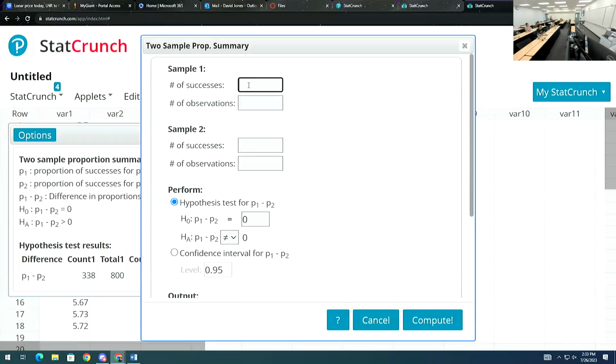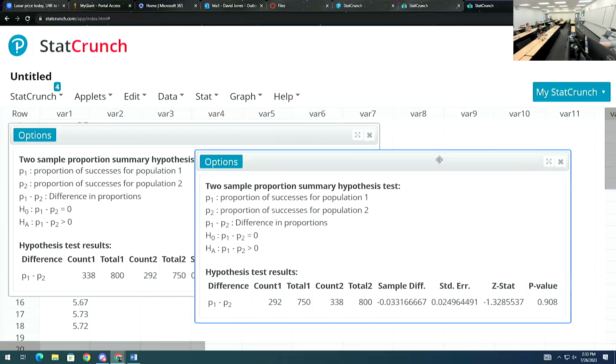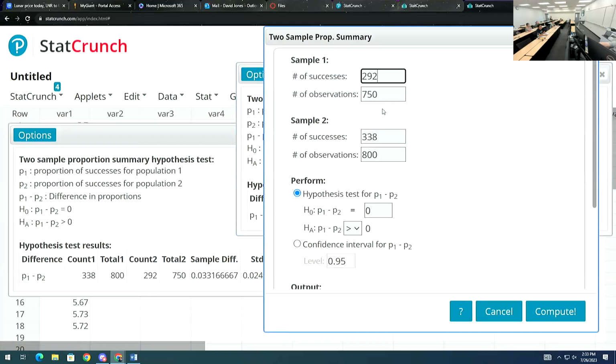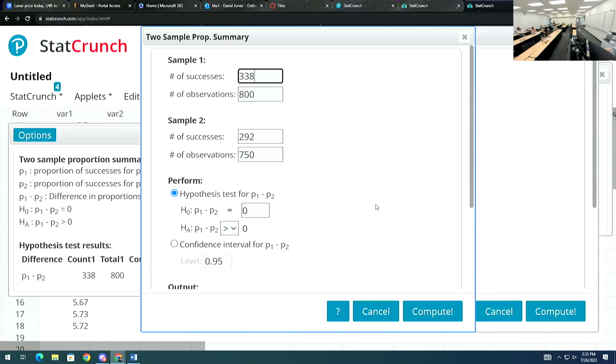If I say this is the 292 out of 750, oop, that's not the right number. And this is the 338 out of 800. If I try to do the greater than here, which would be wrong, this is saying country is greater than urban. Wait, wouldn't sample 2 be 292? Did I not have that? No, I did that over here. Sample 2 is 292. All right. That's what I had. I'm showing both ways.